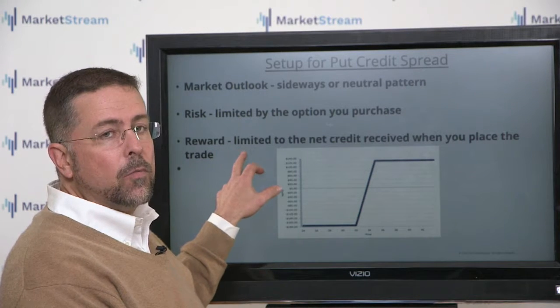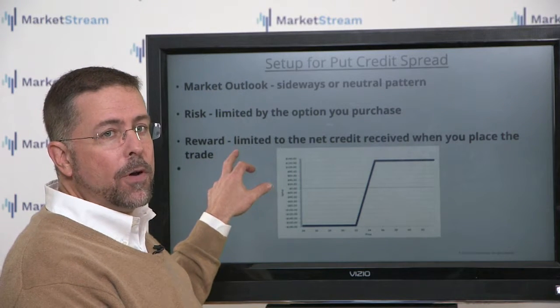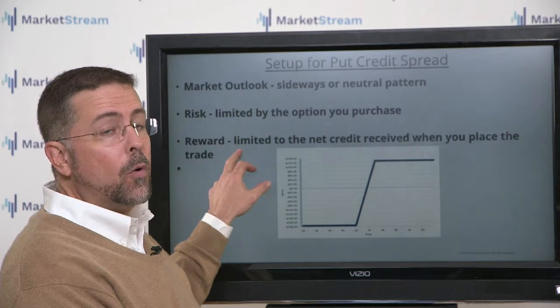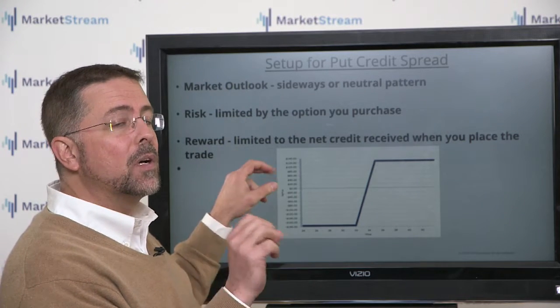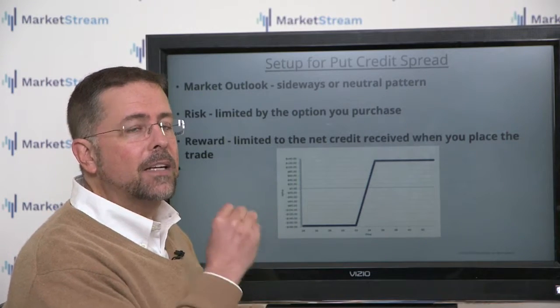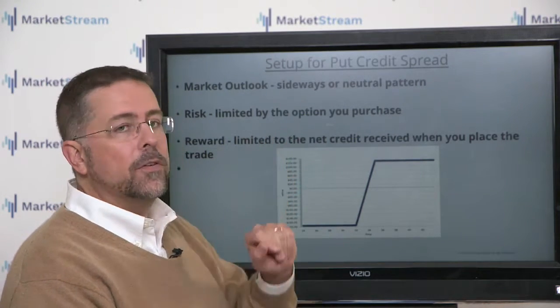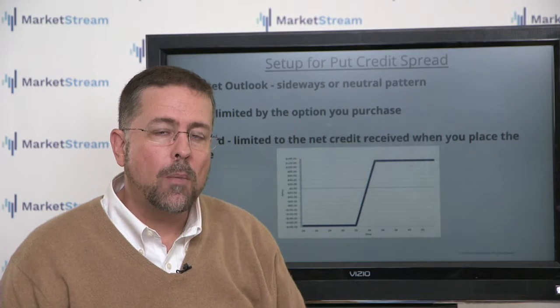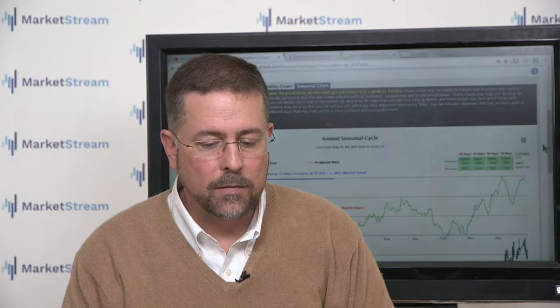And you're willing to receive for that fixed risk a limited reward, or in other words, a reward that you are going to realize the moment that you actually execute the trade. One other thing that you want to remember about put credit spreads is that it's an opportunity to potentially increase the yield in your account without exponentially increasing the capital risk that you have in the market.